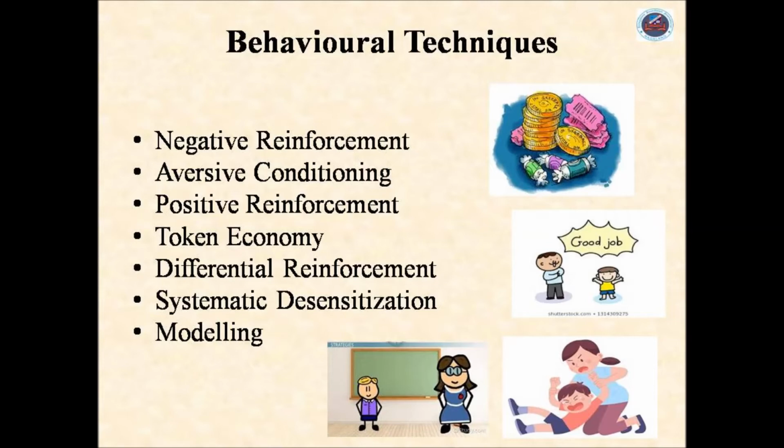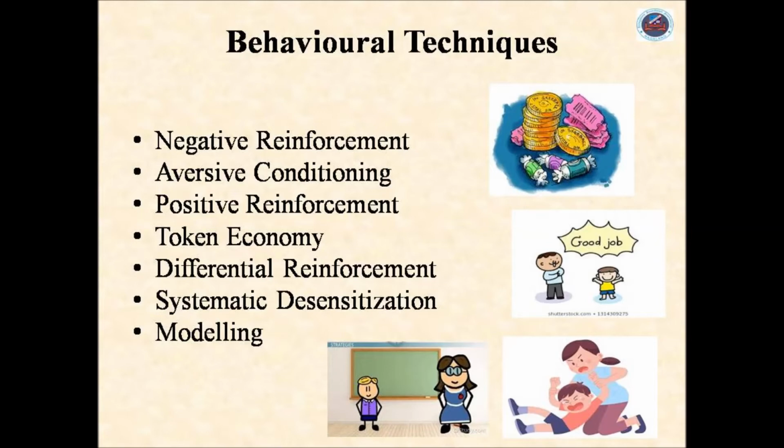The second one is aversive conditioning. It refers to the repeated association of an undesired response with an aversive consequence. For example, an alcoholic is given a mild electric shock and asked to smell the alcohol. With this repeated pairing of the smell of alcohol with the aversive, painful electric shock, the person will give up drinking.